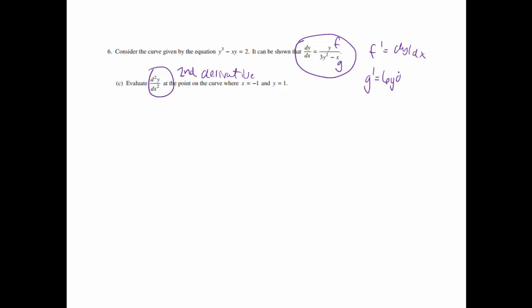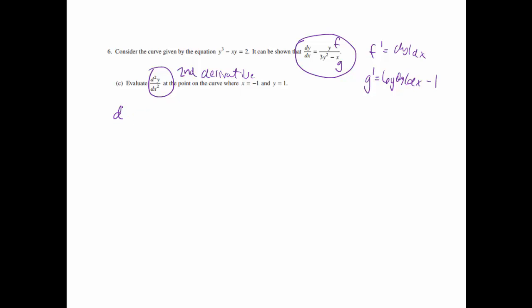All right, part C, evaluate d squared y/dx squared at the point on the curve where x equals negative 1 and y equals 1. So this means, once again, the second derivative, and they already gave me the first derivative, so that was nice. So from here, we are going to use the quotient rule. So this will be my f, and this will be my g. F prime, the derivative of y, will be 1 dy/dx. We're using implicit differentiation. My g prime will be 6y dy/dx minus 1.